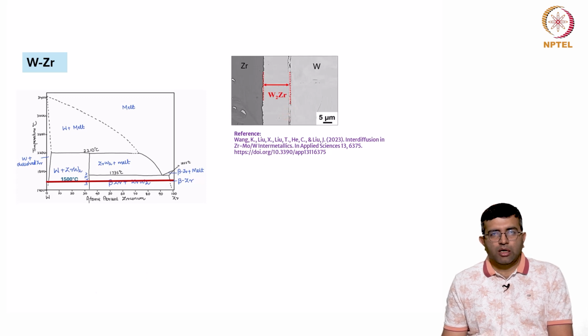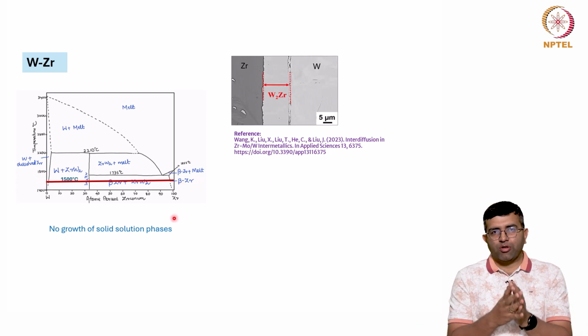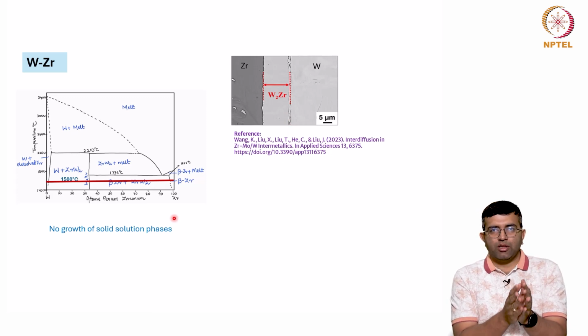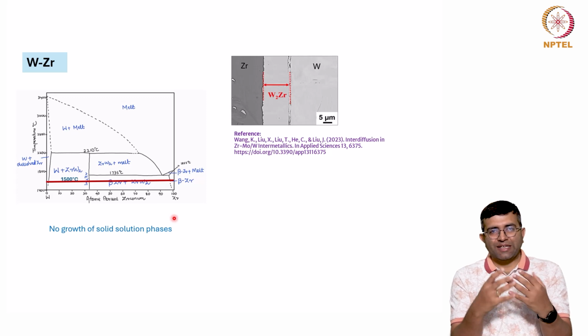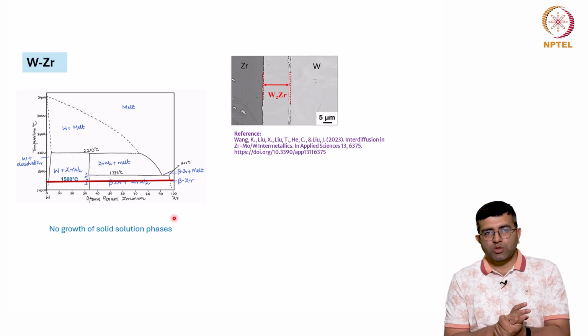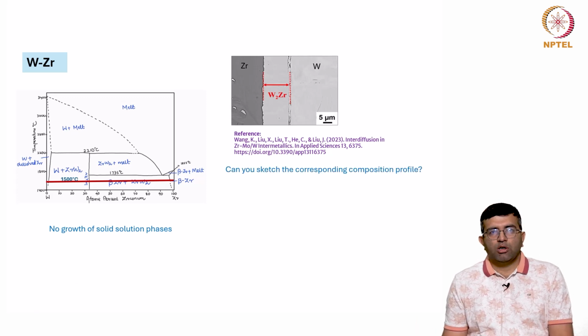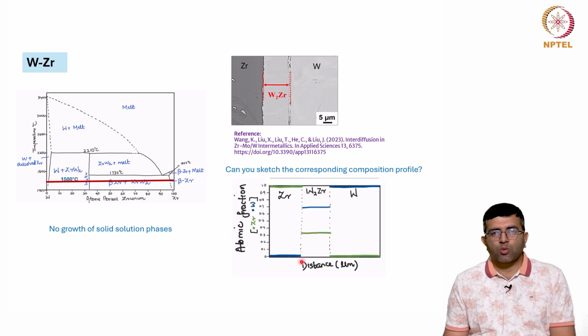Now the question is, as I said, although there is a solid solution phase present in the phase diagram, in the actual diffusion couple we don't see any. This should remind you of what we discussed in the last class: although only the single phase regions grow in the binary diffusion couple, it is not necessary that all the single phase regions will be visible. It is completely up to the actual kinetics. So take a moment to draw the composition profile. It should look very similar to what we saw in the last example.